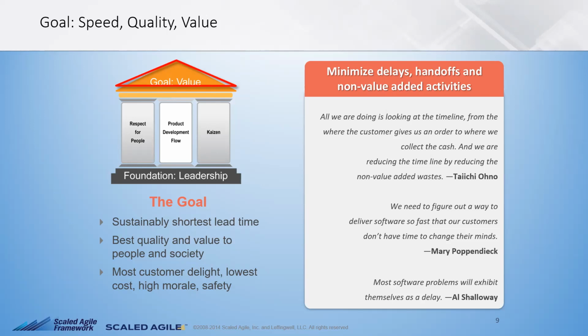Ohno clarifies here. We need to figure out a way to deliver software so fast that our customers don't have time to change their mind. This is given by Mary Poppendieck. She was one of the US president's advisors, and she put it well in the least possible words. We have to deliver so quickly that the client doesn't think of changing anything. Whatever they get, they'll adopt and then say, okay, now we want to change. Then we can bill them for those changes after delivery.